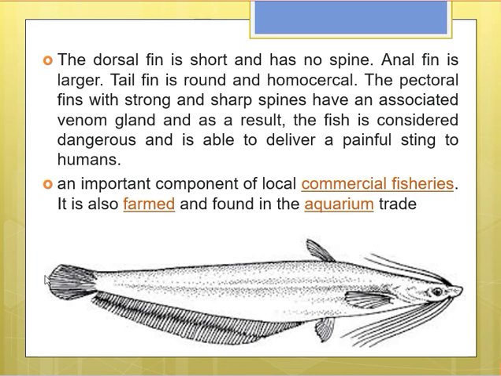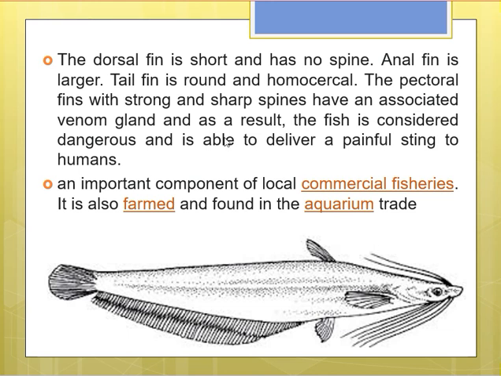The tail fin is round and homocercal. That means both the lobes are similar and symmetrical. That is why it is said to be homocercal, and it is rounded also. But coming to the pectoral fin, it has strong and sharp spines, and these spines are associated with a venom gland. With the help of these spines, the fish can deliver painful stings to other organisms and even to humans. So the fish is considered very dangerous because of the painful sting it inflicts with these sharp spines present on the pectoral fin.